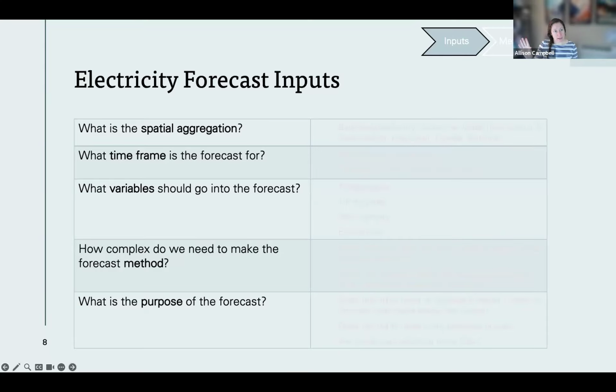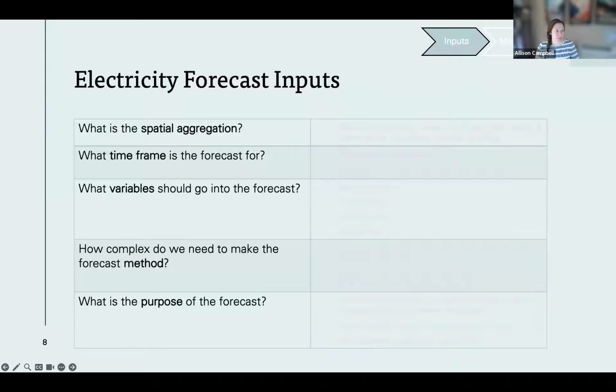In the top right, I have an example, like a little chevron diagram to show you where we are in the process, so that if you're asking yourself along the way, what part are we talking about? Where does this apply? Then you can see. So, for example, right now we're talking about utility electricity forecast inputs.